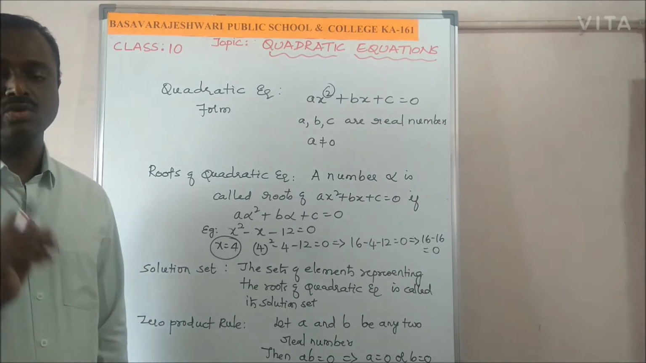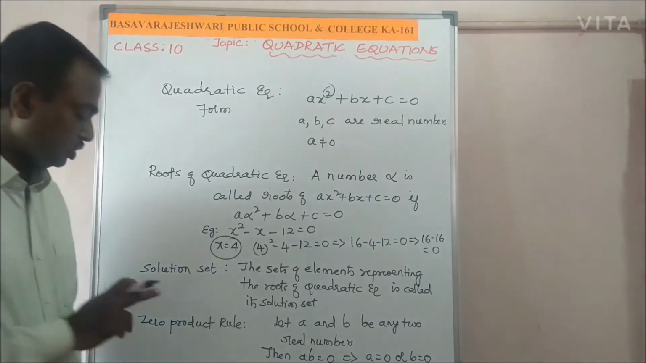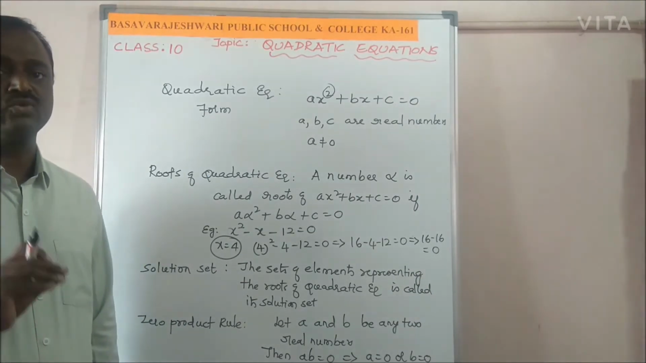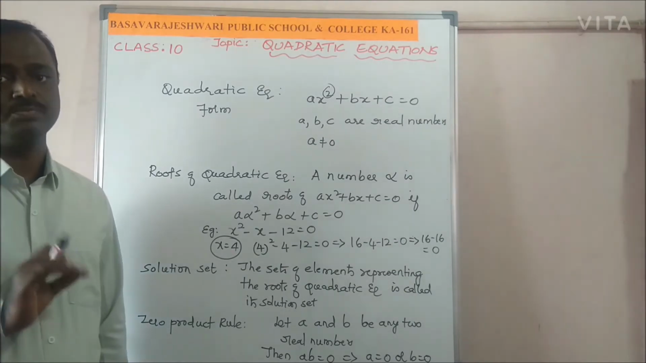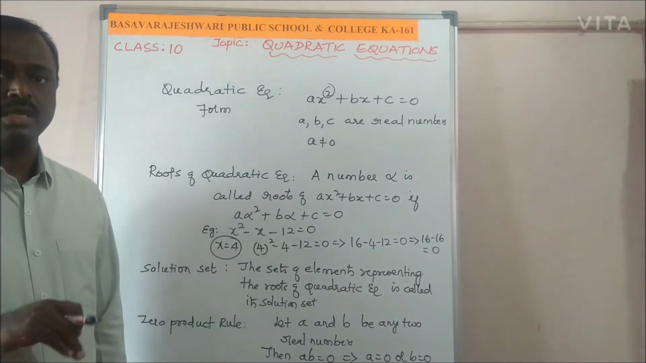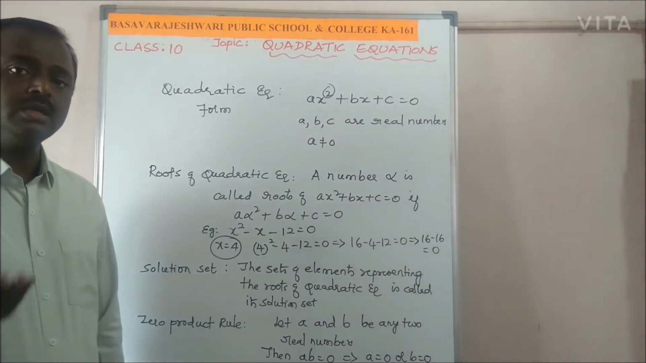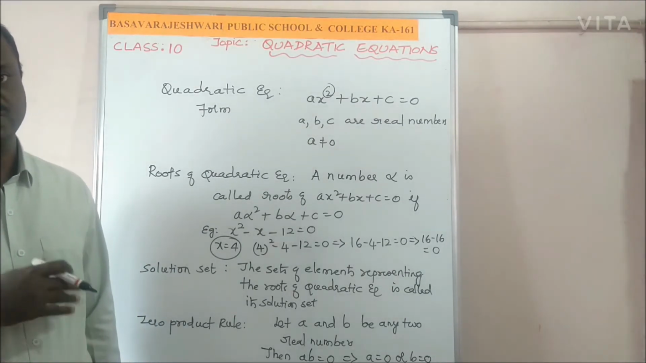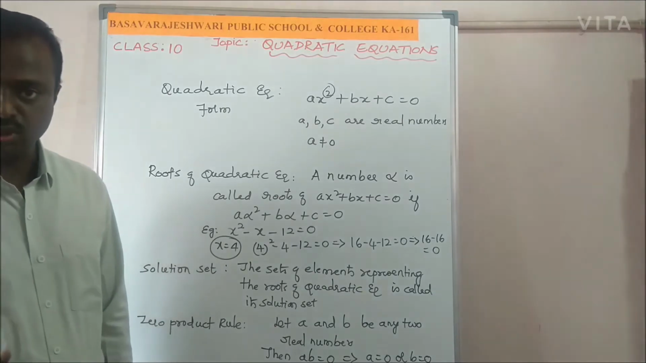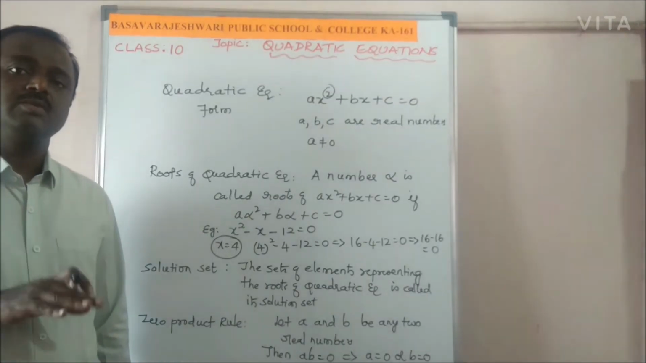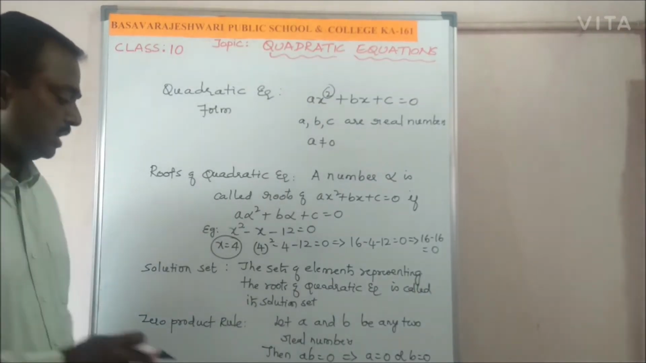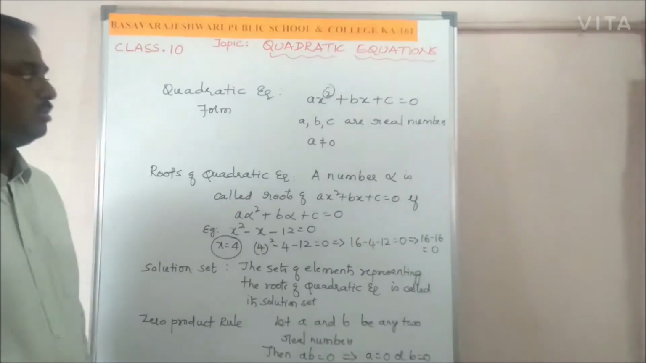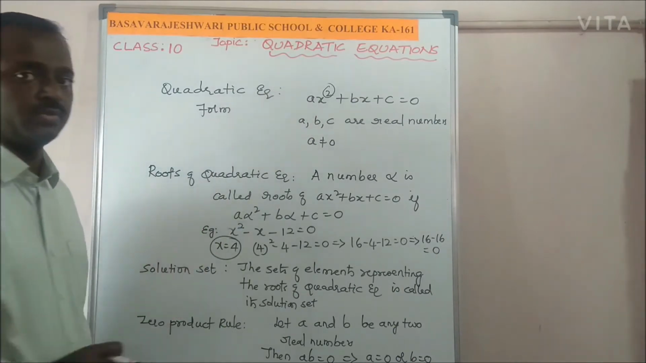In a quadratic equation, we follow the zero product rule. Let a and b be two real numbers. If the product of the two real numbers is equal to 0, that means a is equal to 0 or b is equal to 0. So we equate the first term of the product to 0 or the second term of the product to 0. So remember the standard form of the quadratic equation.